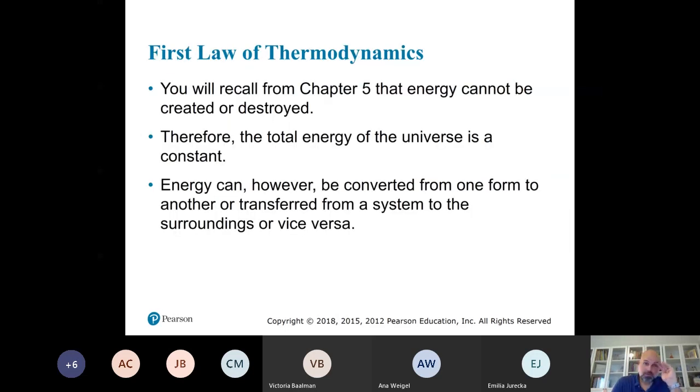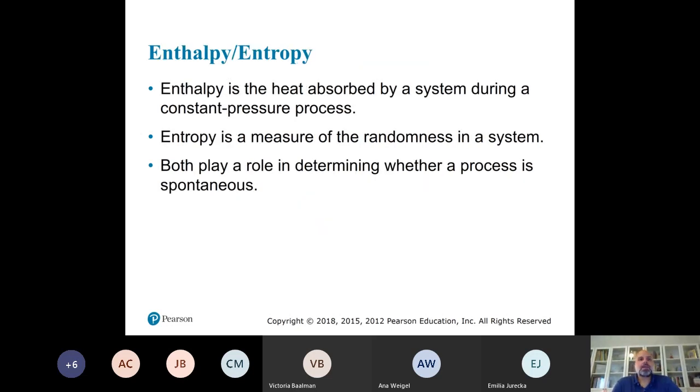So when we talked about the first law of thermodynamics, recall back in chapter 5 that energy cannot be created or destroyed. Therefore, the total energy of the universe is a constant. Energy can, however, be converted from one form to another or transferred from a system to the surroundings or vice versa. Right? So energy is basically always a constant, but it can exist in multiple forms. And this is when it comes to the discussion revolving around enthalpy and entropy.